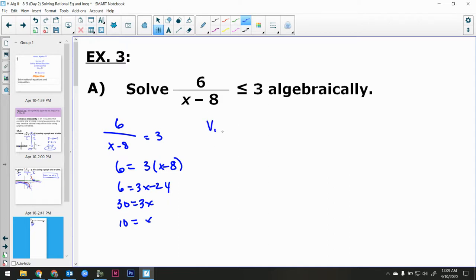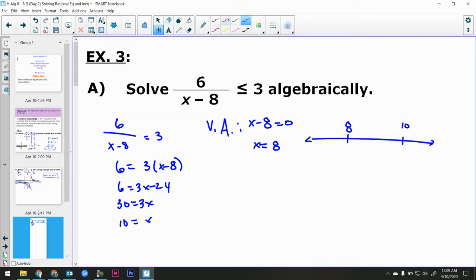The vertical asymptote is the other critical point. Where does that happen? X minus 8 equals 0 is the other critical point, so x equals 8. So here's what we do. We go on a number line and we do that same thing we did when working with quadratics. This is the yes, no, yes, no, yes, no thing, right? We've got 2 critical points, one at 8 and one at 10.